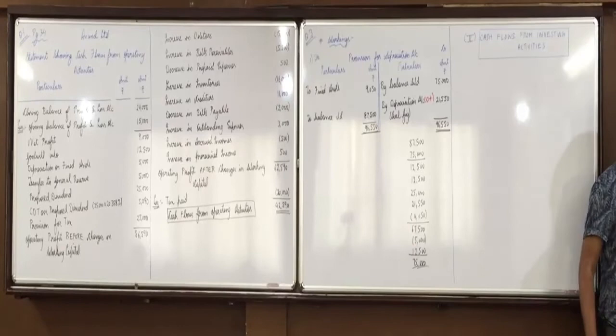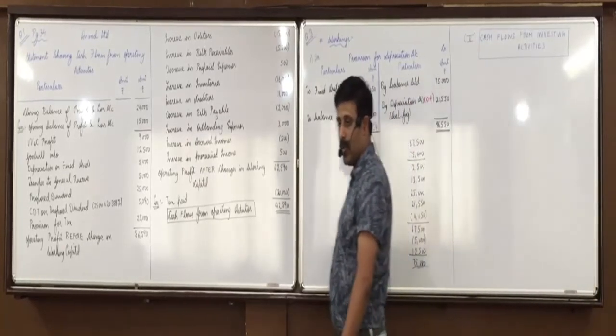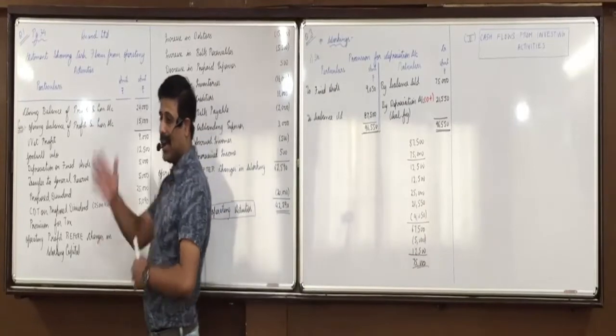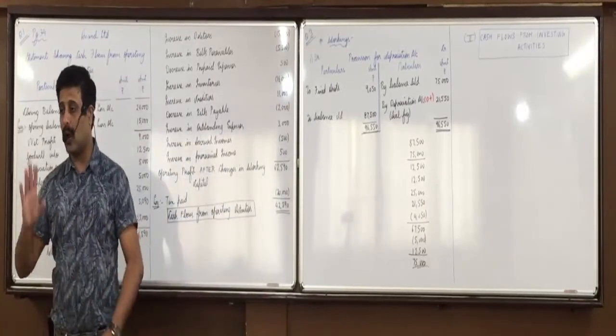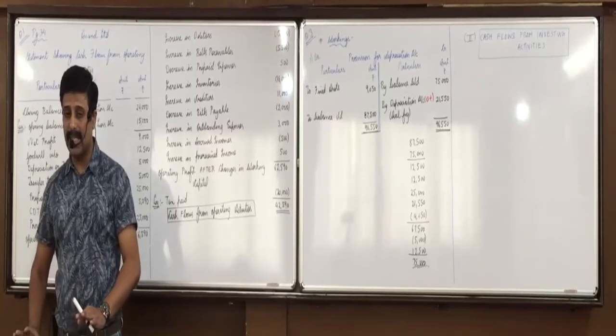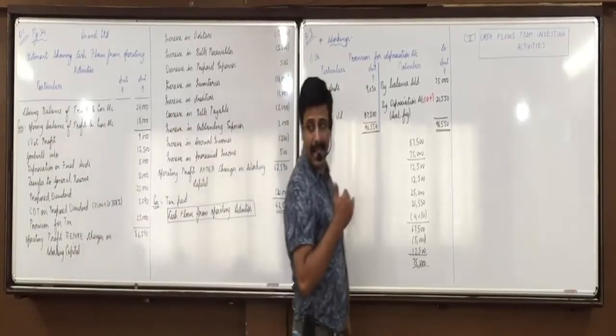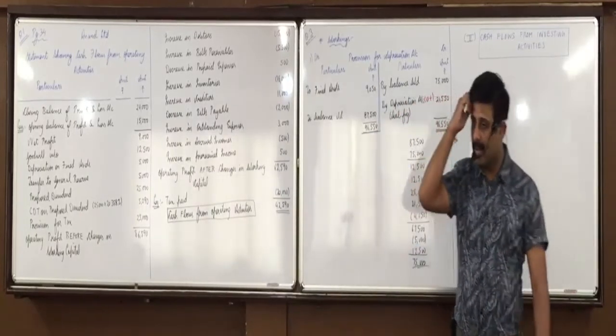Only in operating activities we catch the cash flows indirectly. Then we start with the P&L account and add back or reverse the non-operating and non-cash items, etc. In investing and financing activities, we catch the cash flows directly. It means whatever are the inflows you add, and whatever are the outflows you subtract.